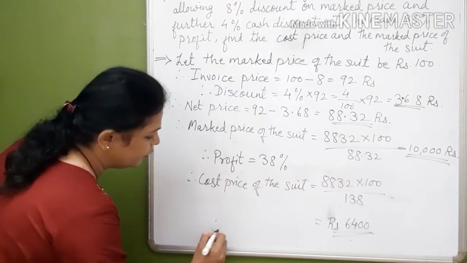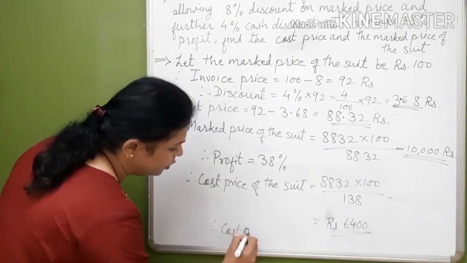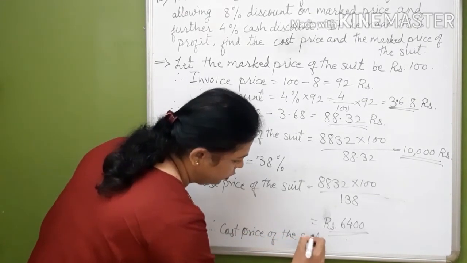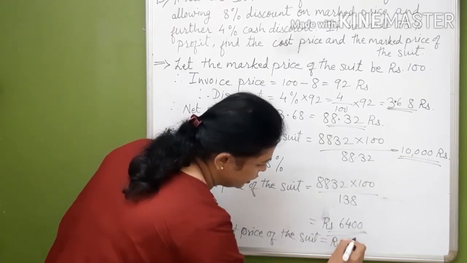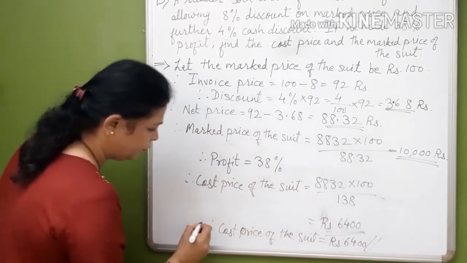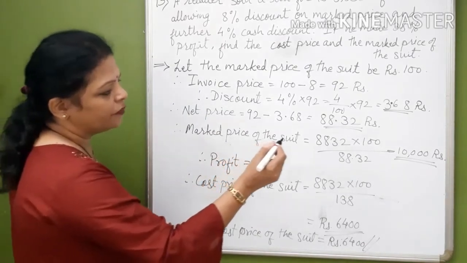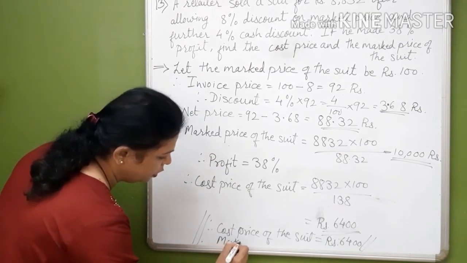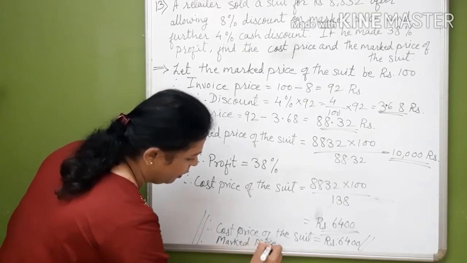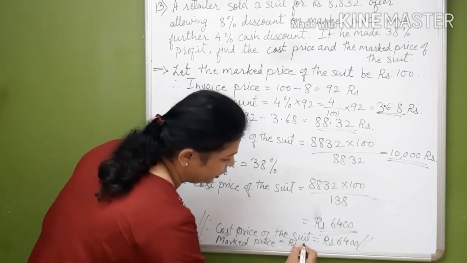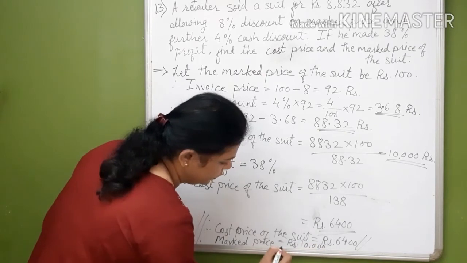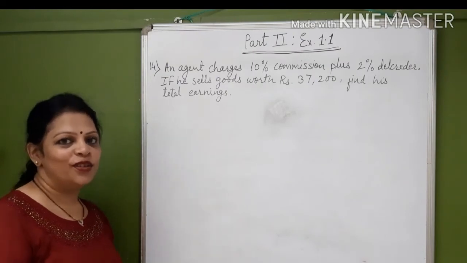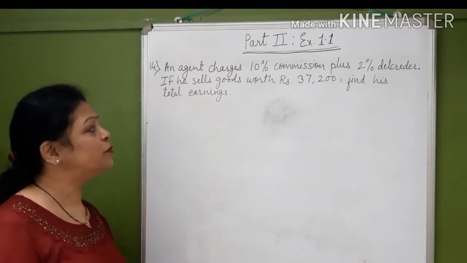So write the final answer. Therefore, cost price of suit is rupees 6,400. And here we have got the mark price also. Mark price is equal to rupees 10,000. So this is the final answer of the sum. So students, let us start with the 14th sum, very small sum.